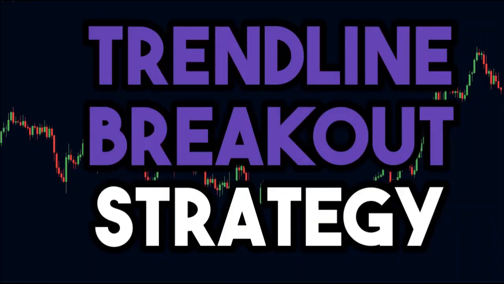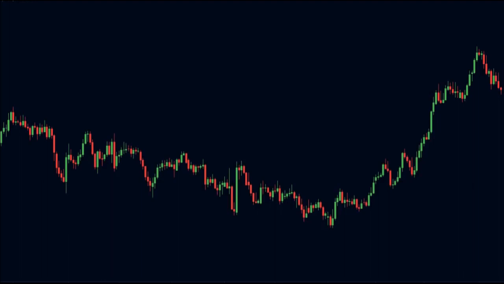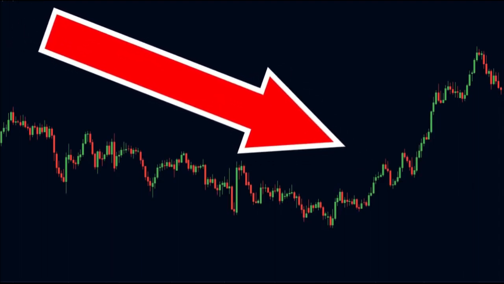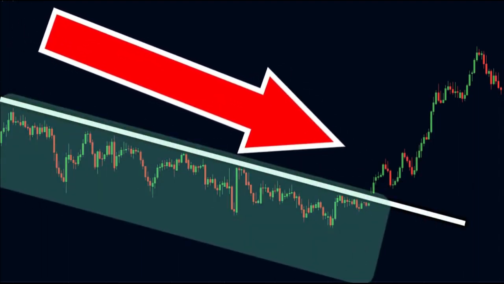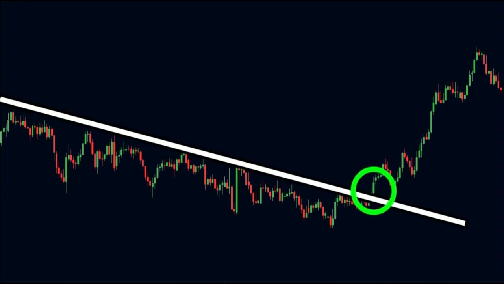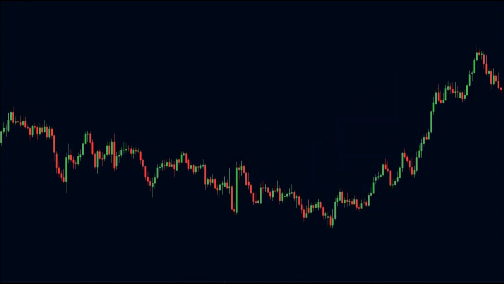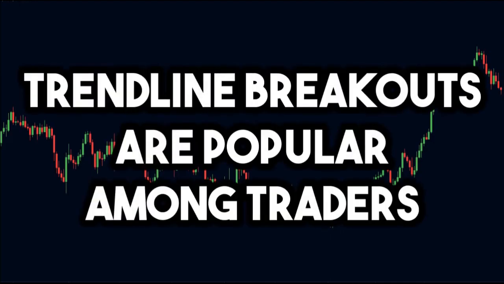Trendline breakout strategy. When the price is trending in one direction, it will never break its trend line. But when the price does break the trend line, it can indicate a strong reversal. If we catch the breakout of the trend line, we can virtually ride the next trend. This is the reason why trendline breakouts are very popular among traders.